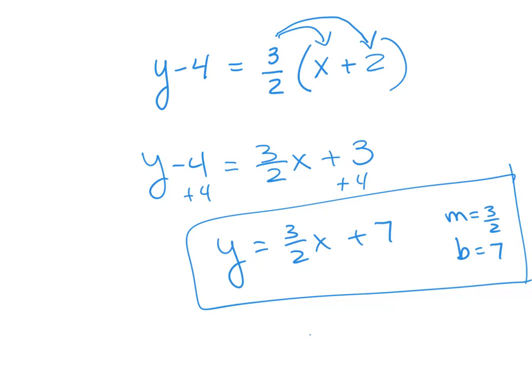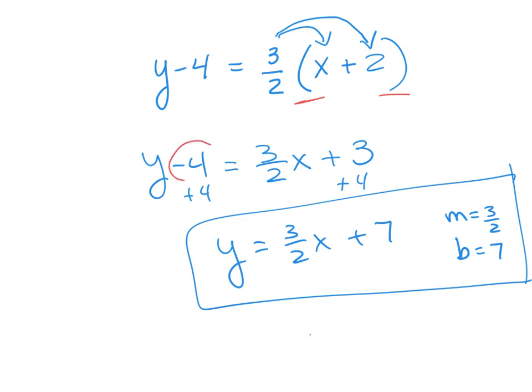So if you're given an equation in point slope form, the first thing you're going to do is eliminate the parentheses up here. So you're going to eliminate these parentheses by distributing the 3/2 into the x and into the 2, and you get 3/2 x plus 3.